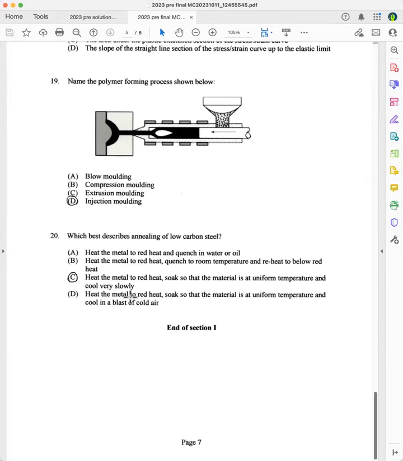Question 20, which best describes annealing of a low carbon steel? Annealing is softening the steel, and you have to heat it up to red heat, soak it, and then allow it to cool slowly to get it to be as soft as possible. That's full annealing, and so C is the correct answer for question 20.